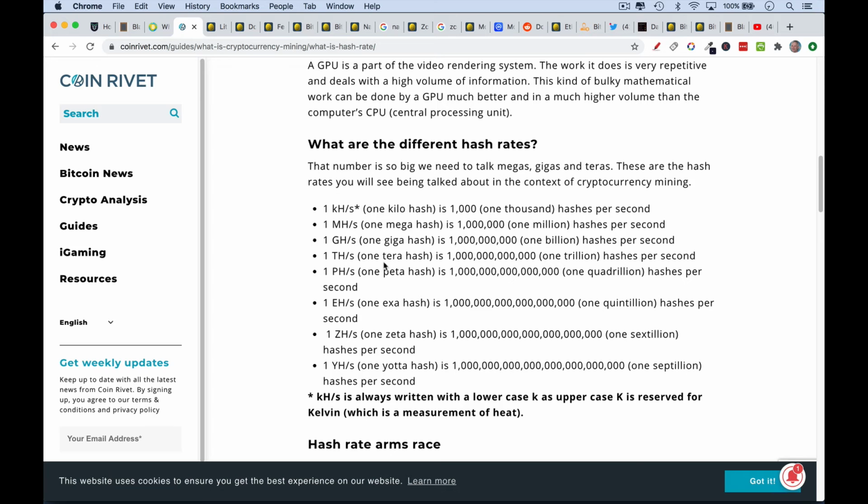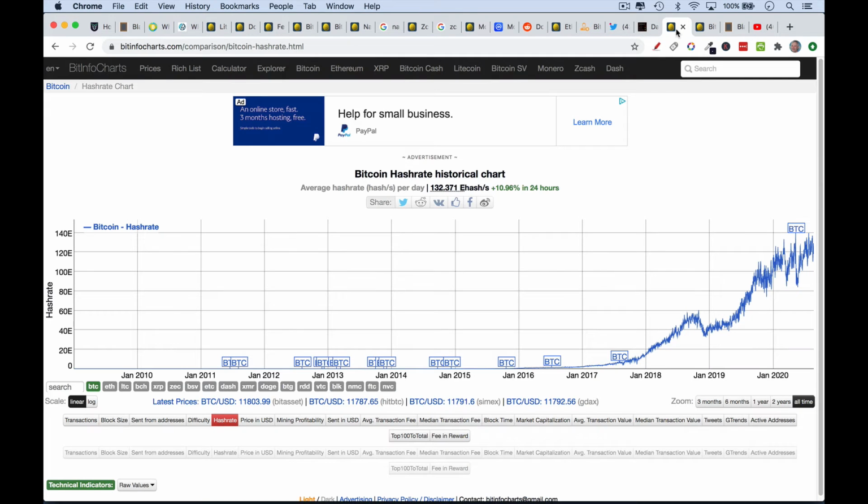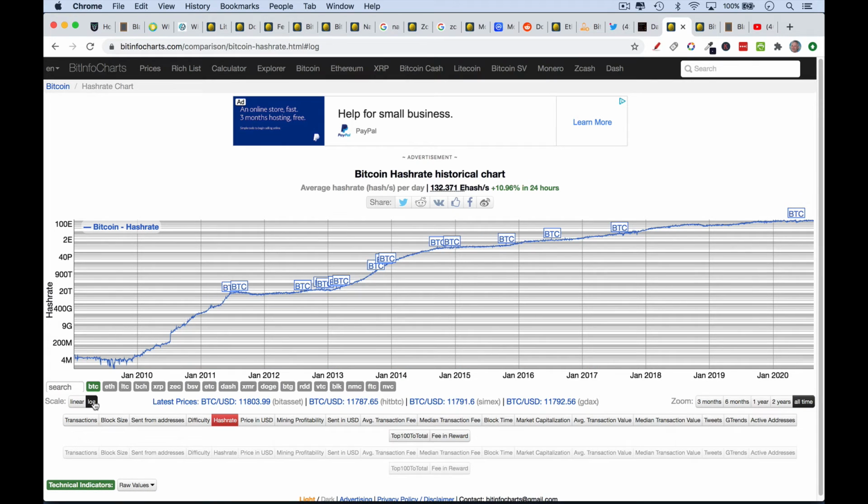We're just at the terahash level for Ethereum, and as we'll see, I believe Bitcoin is at the exahash territory. Yes, it is 132 exahash. So this is the Bitcoin BTC hash rate chart. We can see it's up and to the right, and it's recently been hitting new highs. If we look at the log chart, it becomes very clear.